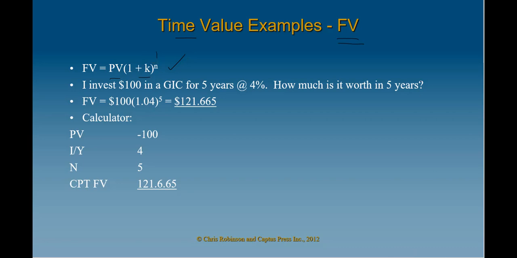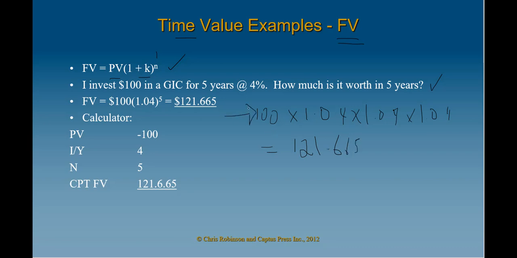So the first example that we're going to look at is if I invest $100 in a GIC for 5 years at 4%, how much is it worth in 5 years? So for those of you that don't even need a financial calculator, you could do $100 times 1 plus the interest rate, which is 1.04. And if we did that 5 times, 1.04 times 1.04, etc., you would get the answer to be 121.665. Okay, so that's the easy way.